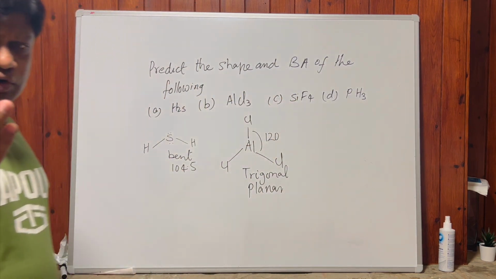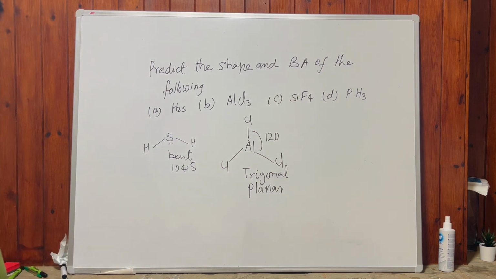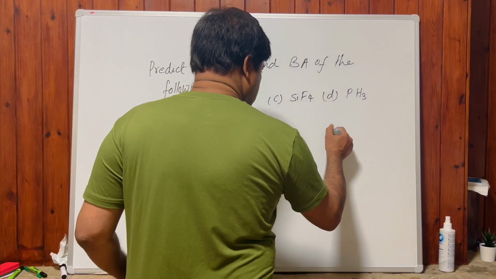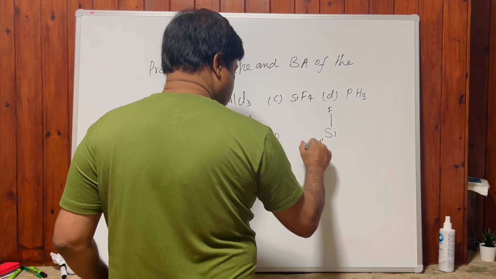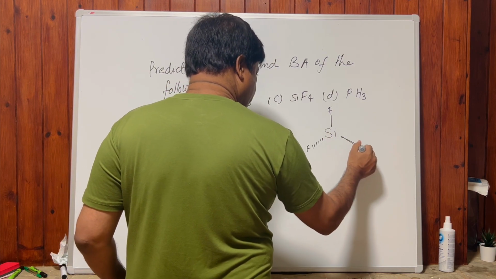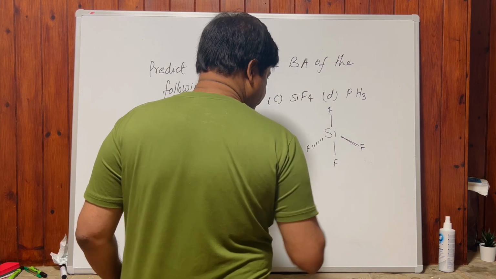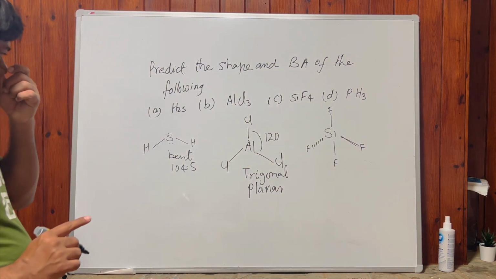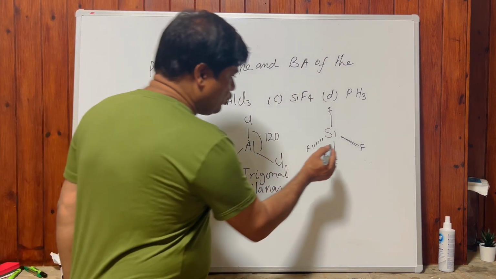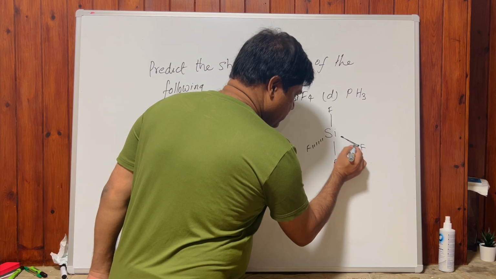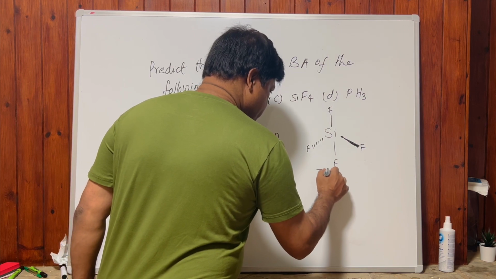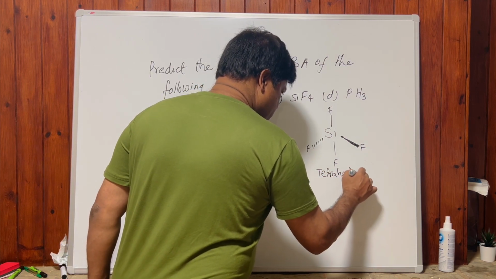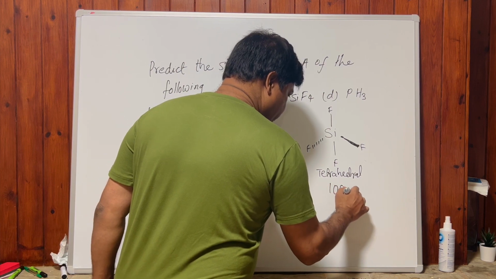In the case of SiF4, the central atom is from group 4. Silicon has 4 electrons in the outermost shell. So 4 bonded pairs of electrons and no lone pair. Silicon tetrafluoride, central atom from group 4, 4 bonded pairs and no lone pair. So what's the shape? Closely related to the methane molecule, tetrahedral. What's the bond angle? 109.5.